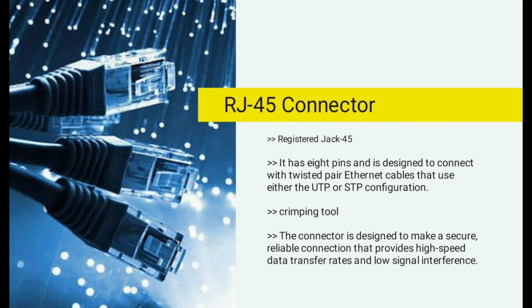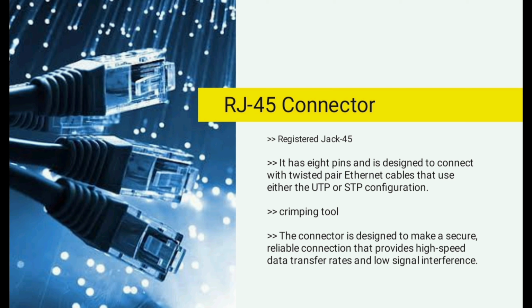An RJ45 connector is a type of connector used with Ethernet cables to connect network devices, such as computers, routers, and switches, to a network. The RJ45 connector has 8 pins and is designed to connect with twisted pair Ethernet cables that use either the UTP or STP configuration. The connector is typically crimped onto the end of the cable using a special tool called a crimping tool. The pins inside the RJ45 connector are then aligned with the wires inside the cable and the connector is pushed onto the cable until it clicks into place.